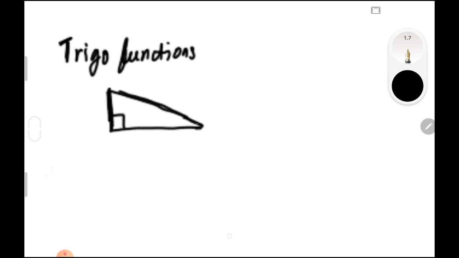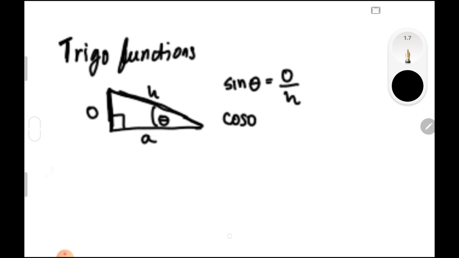Okay, right triangle, which has consequently a theta. So take note that theta can be expressed as our sine theta, which is equal to opposite over hypotenuse from SOHCAHTOA. Our cosine theta can be represented as adjacent over hypotenuse, and our tangent theta can be represented by the sides of the triangle as opposite over adjacent.